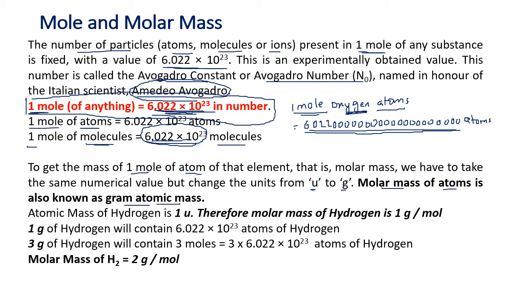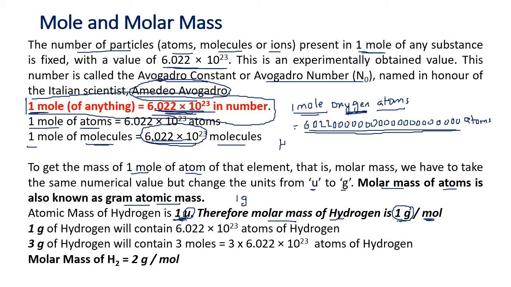I gave you the example, but let's do it again. What is the atomic mass of hydrogen? 1 unit. So because this is 1 unit, the molar mass of hydrogen is 1 gram per mole. So atomic mass is 1 unit. Now when you take this many hydrogen atoms, this many, 1 mole, the mass will become 1 gram. So atomic mass of hydrogen is 1 unit.